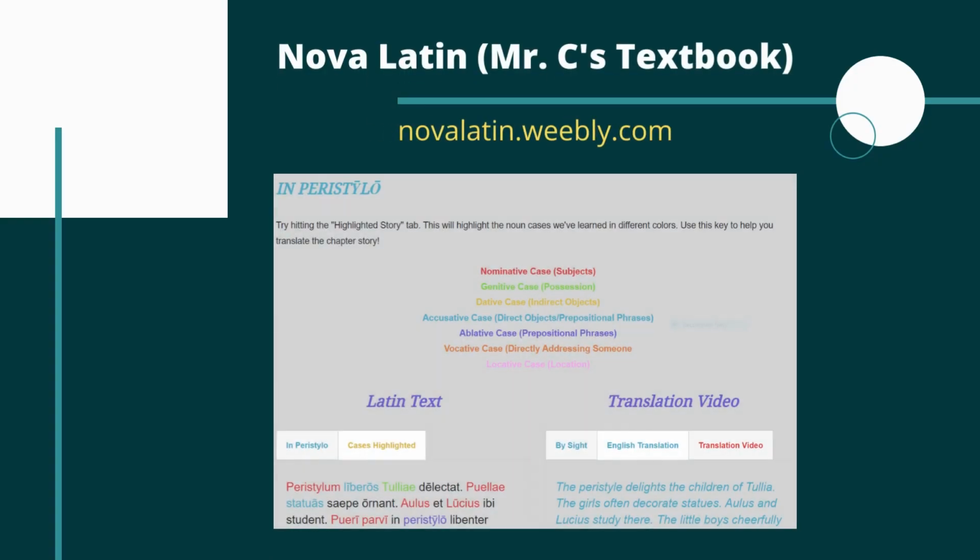Hey everyone, in this video we're going to take a look at chapter 17 from the Road to Latin textbook. So this story is called In Peristylo. Like I always tell you, if you want to find more information about these stories, feel free to check out Nova Latin. You can find the story there, just the basic story if you're looking for an online version, or if you go to my textbook, you can see the story with different things added.